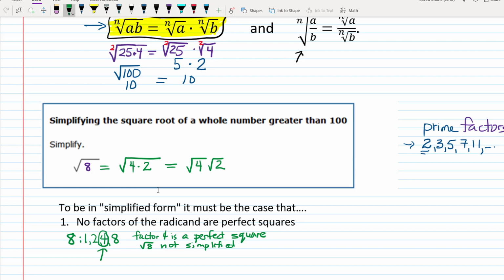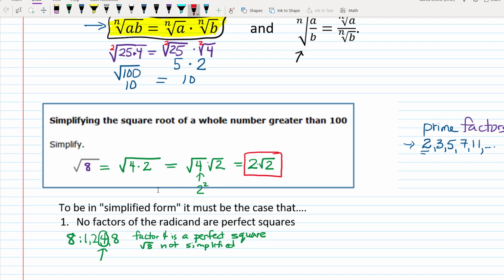All right? Now remember, 4 is the same as 2 squared. That's what makes it a perfect square. And the square root and the square cancel out. Or in other words, the square root of 4 is 2. And we still have that square root of 2 being multiplied by the 2. So this is considered the simplified form of the square root of 8. This is the form that is standard, the one that we would normally use.